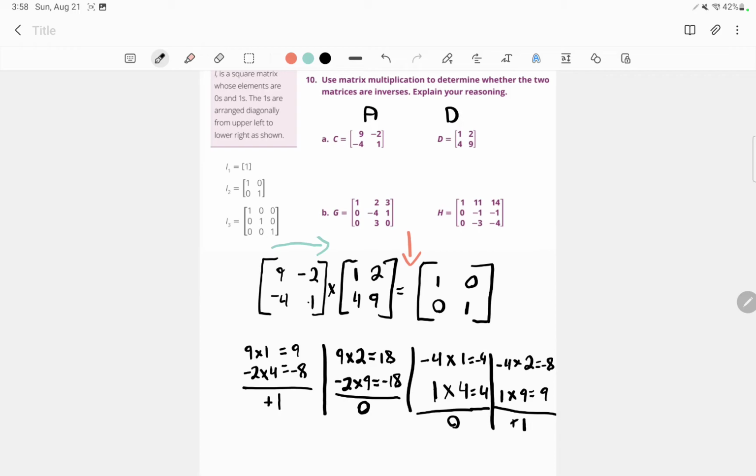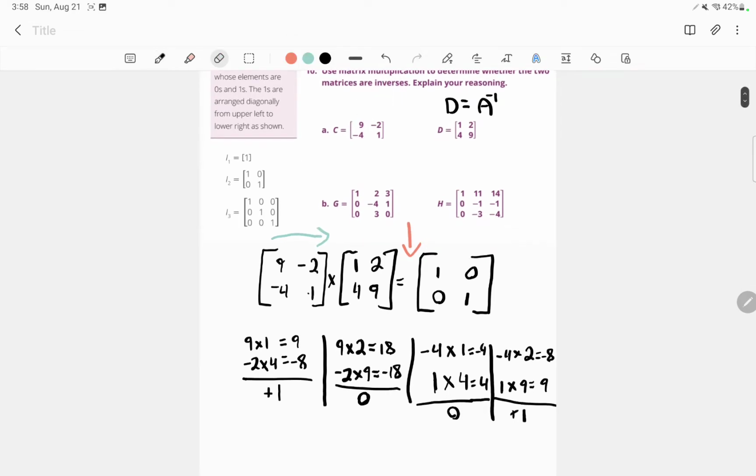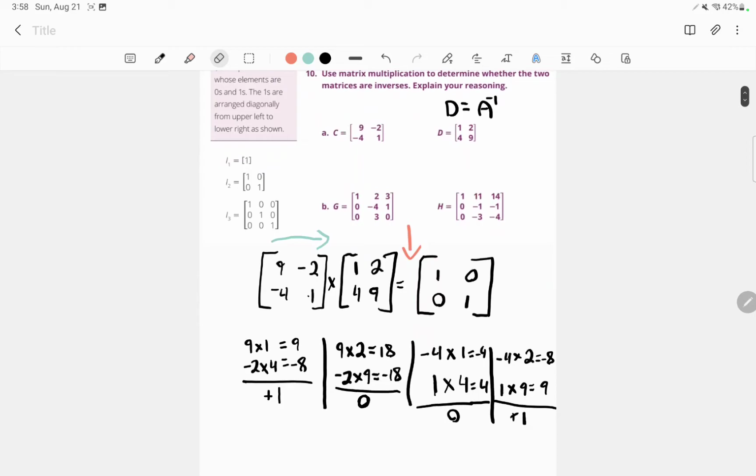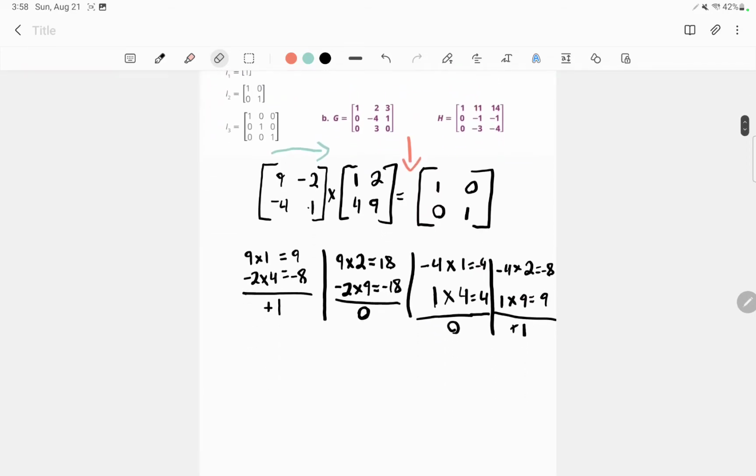So if you look at your answer, D is equal to the negative inverse of C. So it is true. We did get what we were supposed to get. So the answer to this problem is yes. Both of them are inverses of each other. Okay, now we're going to go ahead and try the second one.